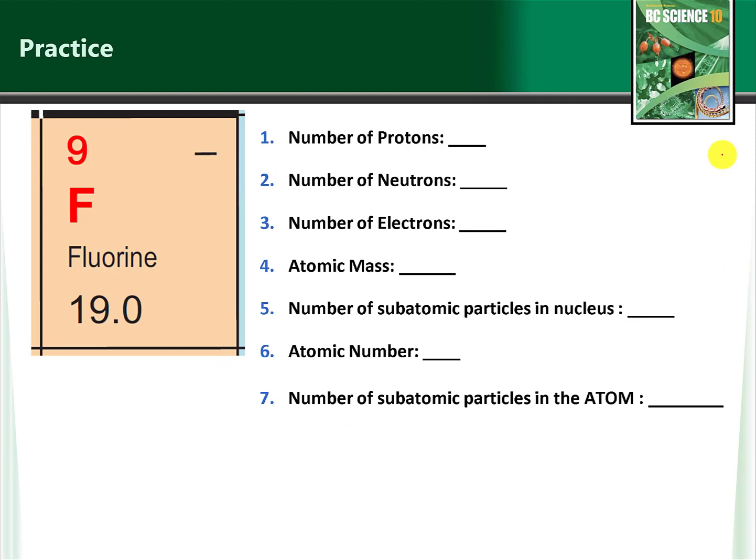So here's a practice. Just on the side of your sheet somewhere, on the second page, before you get to the third page, just write down 7 numbers. We have an element here. I want you to figure out how many protons, how many neutrons, how many electrons, what's the atomic mass, the number of subatomic particles, the atomic number, and the number of subatomic particles in the whole atom. So just check it out, see if you can do this. This is from a quiz in Science 9 that I had.